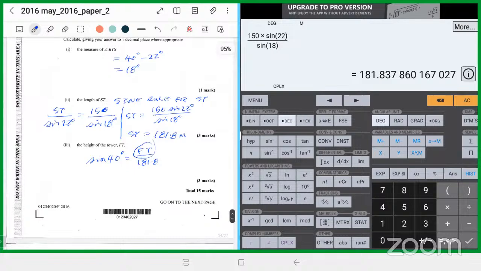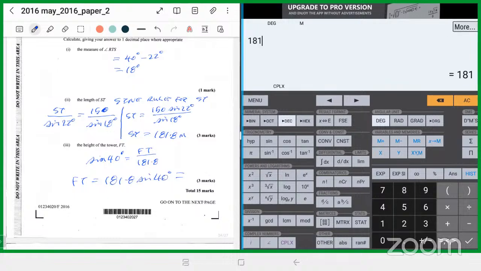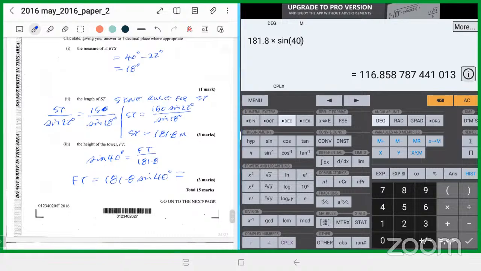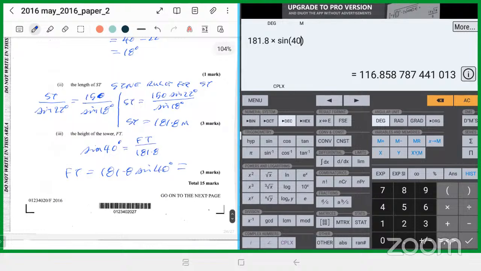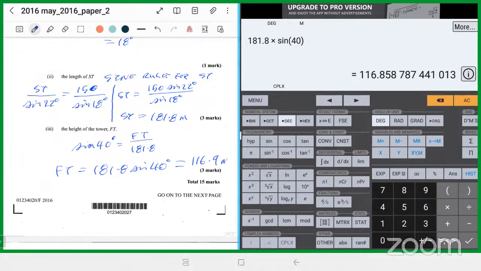And then now to find the TF, we're going to take this and multiply it up here. So the TF or FT becomes equal to 181.8 and the sine of 40 degrees. Use a calculator one time. So 181.8 times the sine of 40 degrees. And that is 116.9. 116.9 meters is the height of that tower.